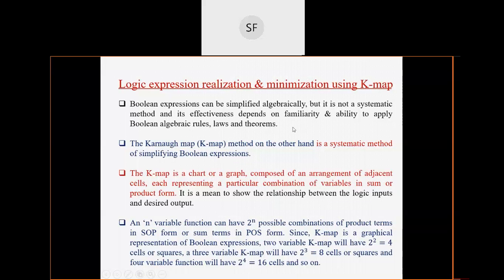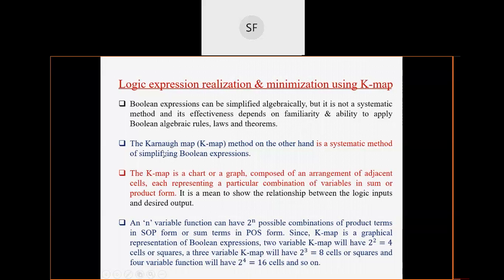Hence the algebraic approach is not quite a systematic approach, you can see. Why? Because its effectiveness depends on familiarity and ability to apply Boolean algebraic rules, laws and theorems. So this may vary from person to person, right? So it is not treated as a systematic method.